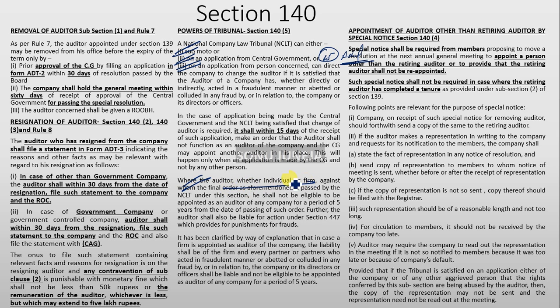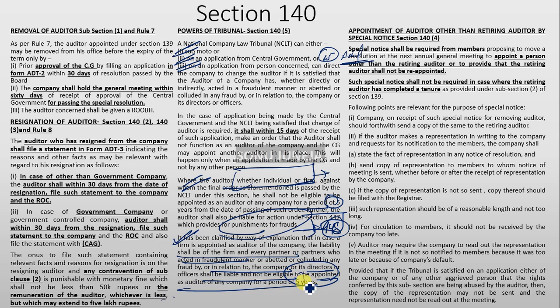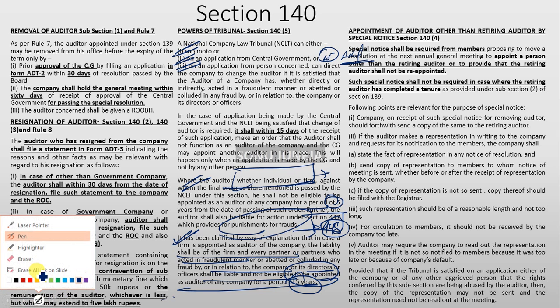Later on, if such person is an individual or firm, they shall stand disqualified to be appointed as the auditor of the company for a period of 5 years, and section 447 shall apply for the punishment of fraud, which directly relates to 448. Further, it has been clarified that every partner who acted in a fraudulent manner in relation to the company or its directors shall not be eligible to be appointed as auditor of the company for 5 years. So this was your subsection 5.